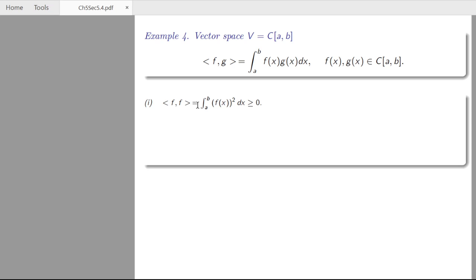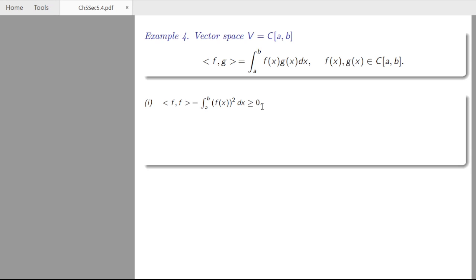First of all, if we take g equal to f, then we look at the integral of the square of f(x). Now, f(x) is a real function, so its square is non-negative. Taking the integral, we should get that this integral is greater than or equal to 0. Then we need to look at the "if and only if" part.